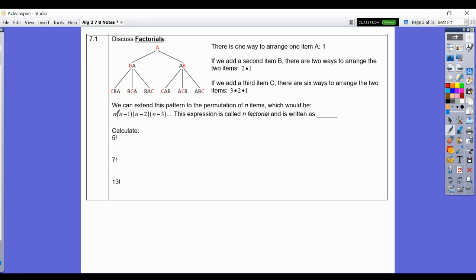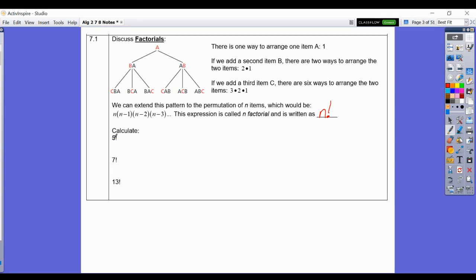If I had n terms, I would have n, and then one less, and then one less than that, and one less than that, one less than that. And using the fundamental counting principle, I would multiply all those answers together to get my answer. So this expression is called n factorial.